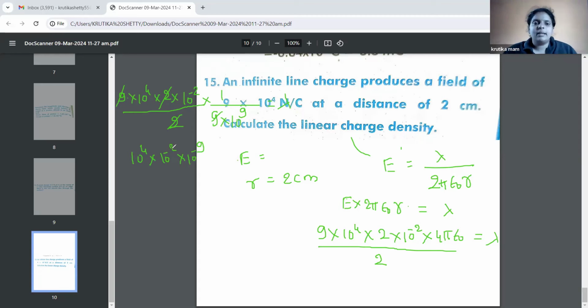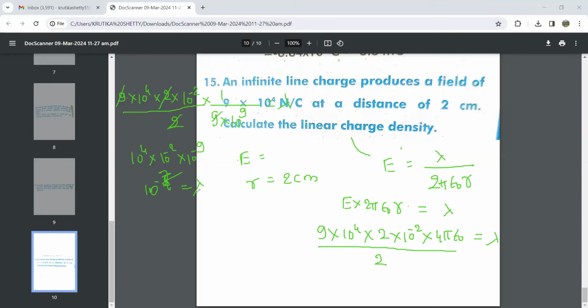So minus 9 minus 11 plus 4. 10 raised to minus 5, if I am not wrong. Check, see if everyone has the same. 10 raised to... Ma'am, it is minus 7, isn't it? 9, 11, oh yes, sorry, 10 raised to minus 7. So 10 raised to minus 7.